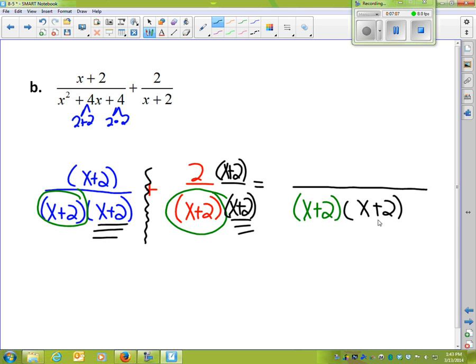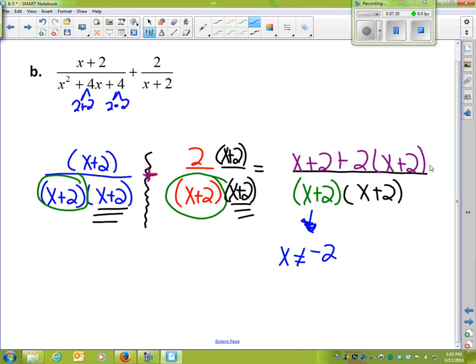All right, let's write out our numerator. I have x plus 2 plus, right here, 2 times x plus 2. Okay, before I move forward, let's do our restrictions. Denominator tells me that x cannot be equal to negative 2.